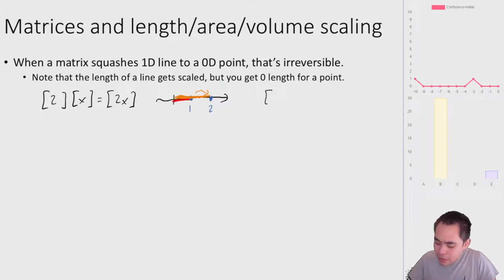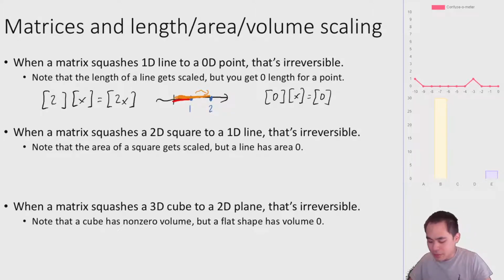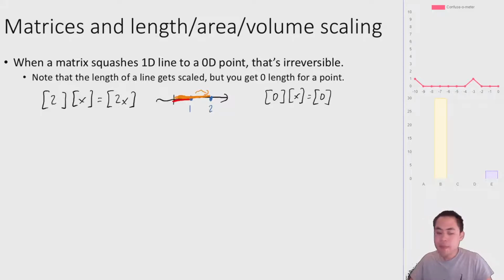But on the other hand, if you had the 0 matrix, then no matter where you start, every single point goes to 0.